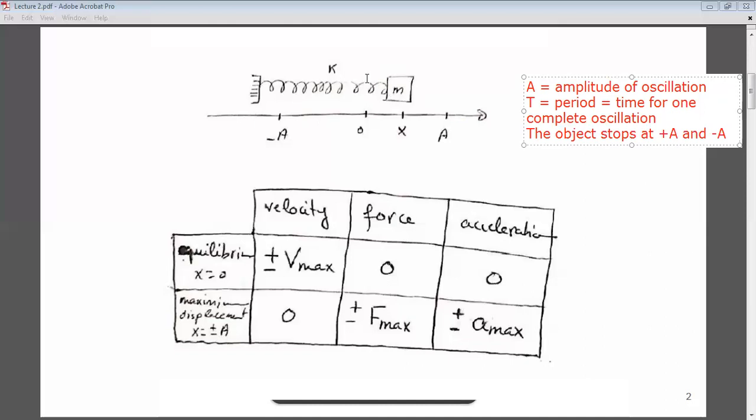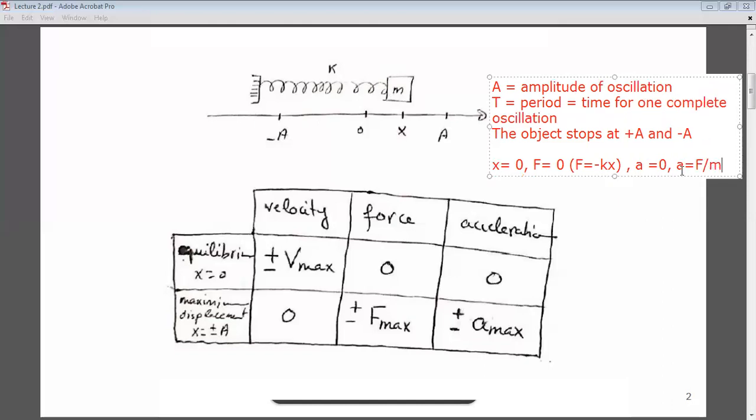At x equal to 0, the tension force is equal to 0. Why? Because F is equal to minus kx. And a is equal to 0. Why? Because a is F over m. This is Newton's second law, F equal ma, if you remember. Or if you can remember that a is equal to minus k over m x, so it is variable with x.